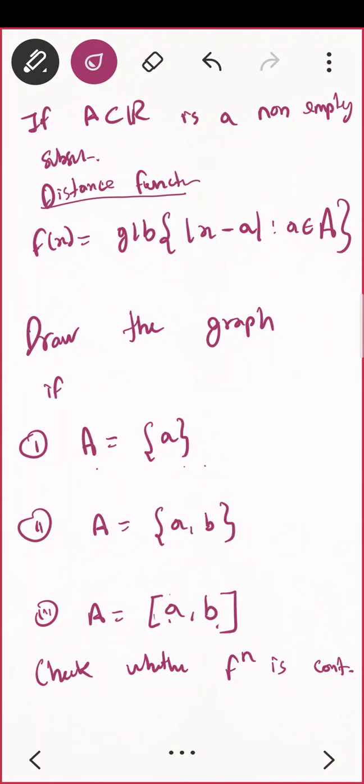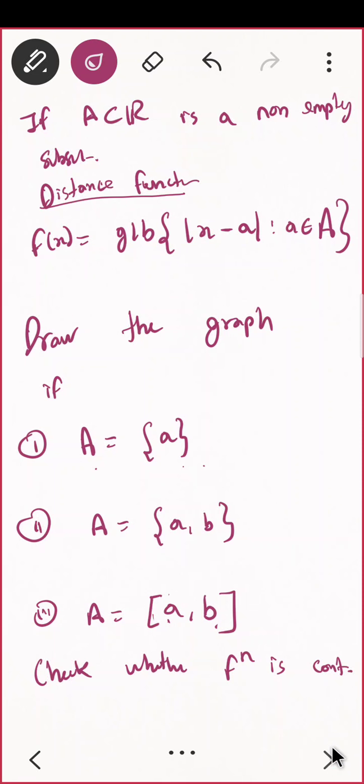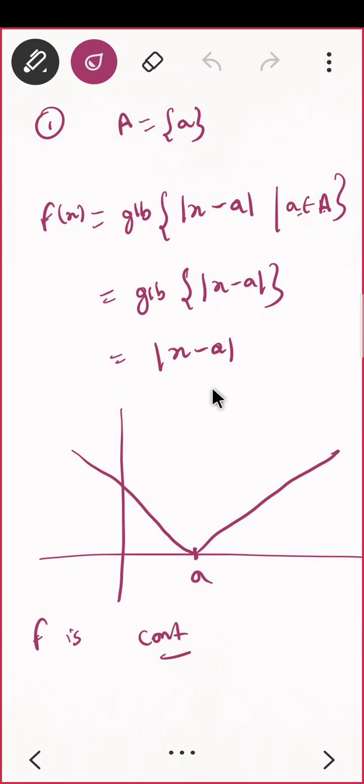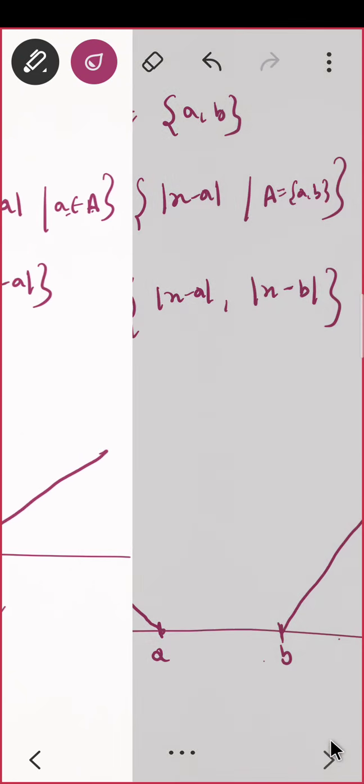Did you see the graph? For the first one it was easy, that is GLB of x minus a, but there are no more terms, so it will be just mod of x minus a. So to draw the graph of mod of x minus a, it is quite easy, and you see that function is continuous. What about this one?